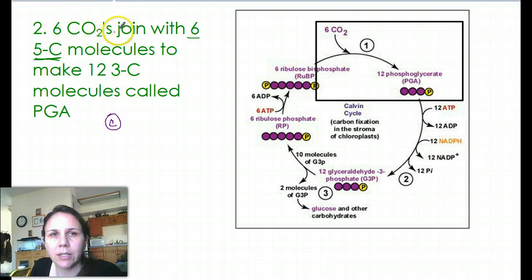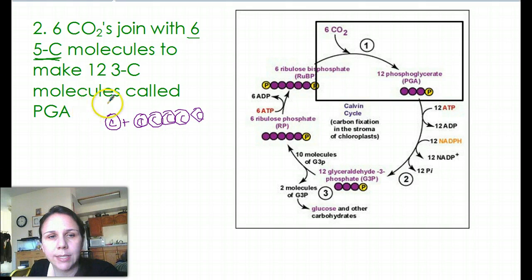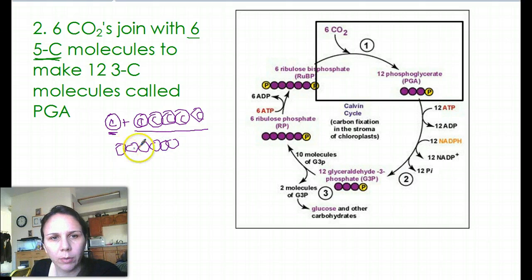So 6 carbon dioxides are going to join with 5 carbon molecules. 1, 2, 3, 4, 5. Okay, so carbon, carbon, carbon, carbon, carbon. So I'm just showing you one, not all 6. So here's my CO2. It's going to join with this 5 carbon molecule. And what that's going to do is first it's going to make a 6 carbon molecule. 1, 2, 3, 4, 5, 6. And then it's going to chop itself in half and it's going to make 12 3 carbon molecules. 1, 2, 3, 1, 2, 3.